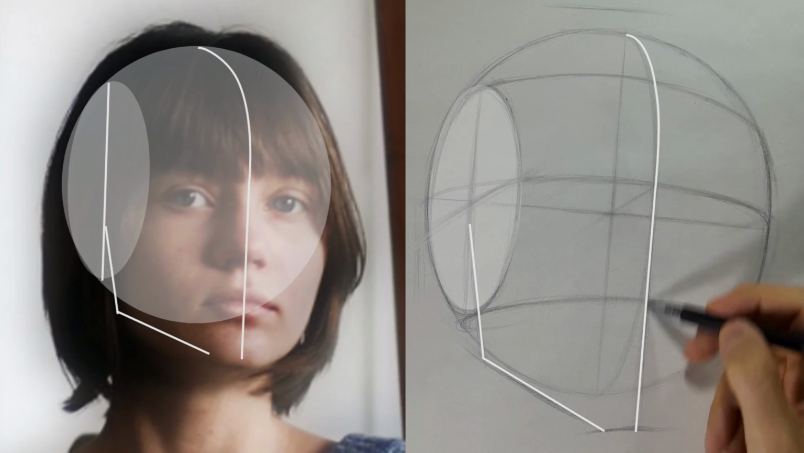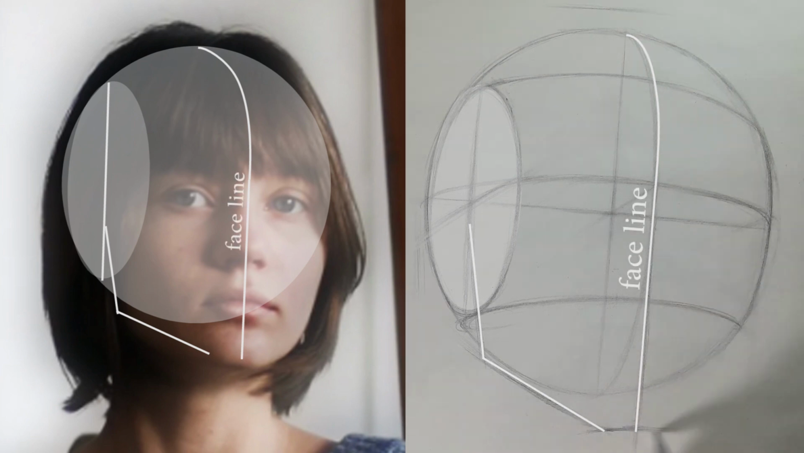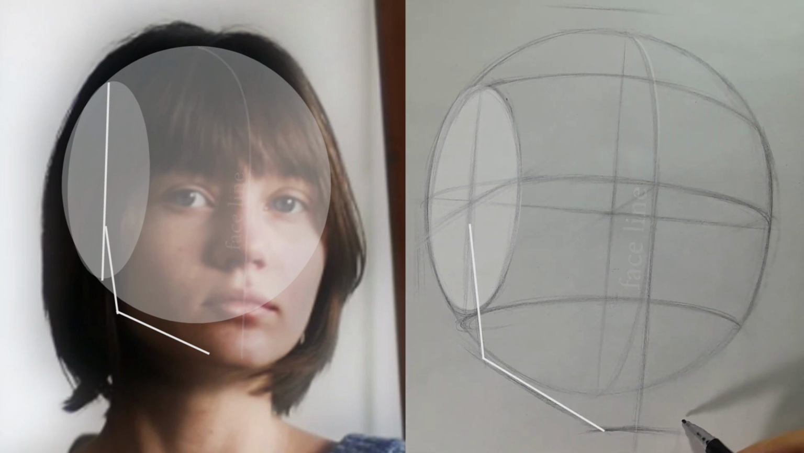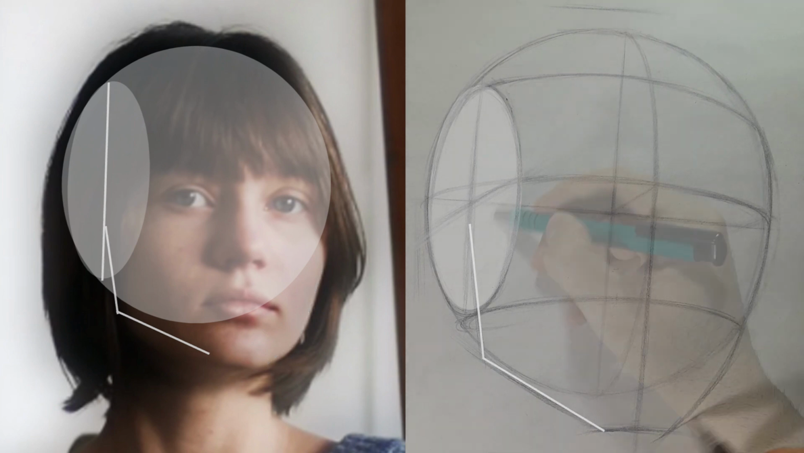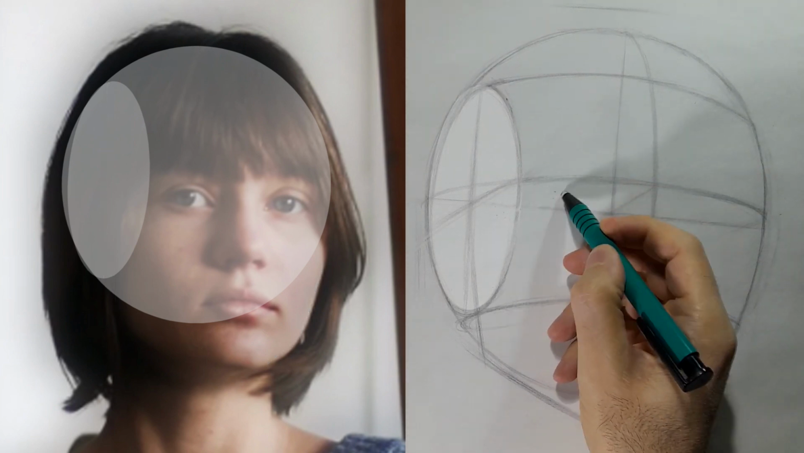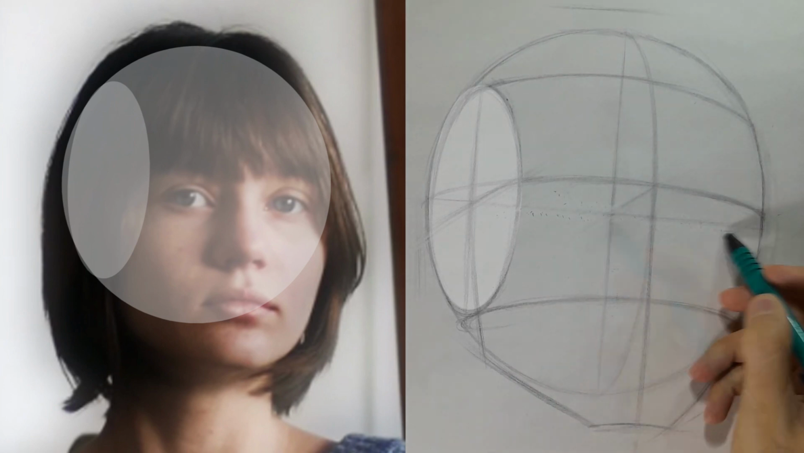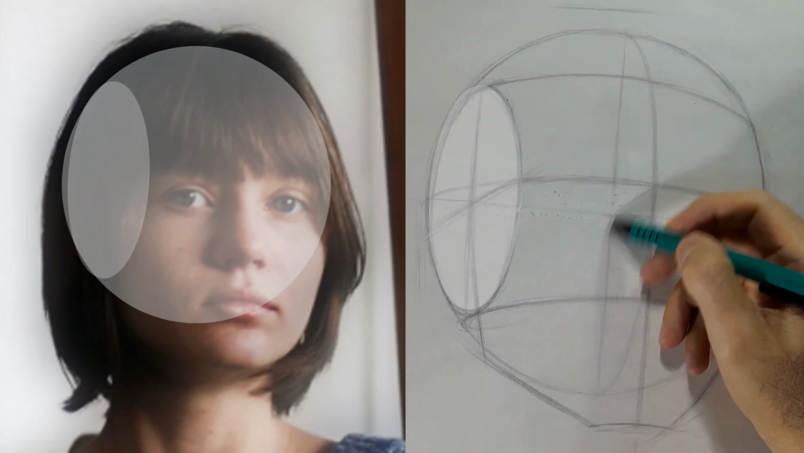Yes, this line is called face line, you can see, and this is so important that every detail in both sides of the portrait align itself together, and they should be symmetrical, of course.